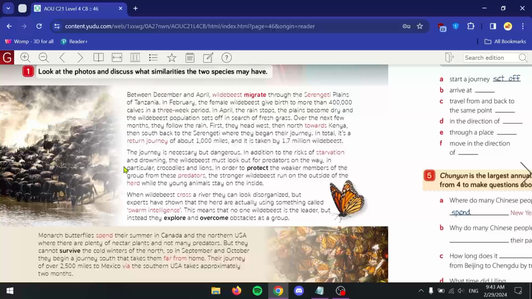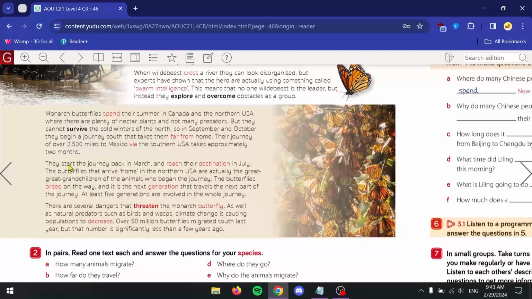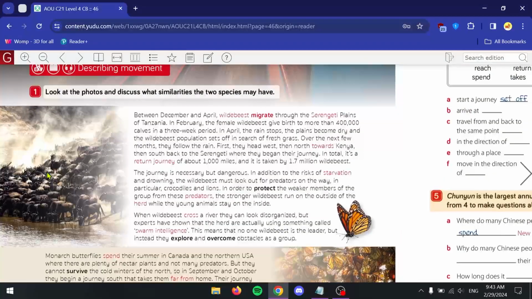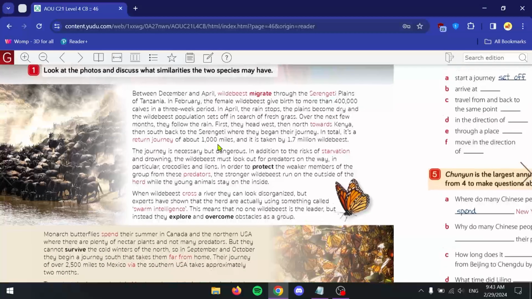Okay? So again, here's the first one, and here's the second one. All right, now I'll continue as if we've all read the text and we have a general idea of what is going on. Let's go back to exercise 1. Forget the photos. Let's discuss what similarities the two species may have. Now, notice these are two very different species, but they have quite a bit of similarities based on the text.